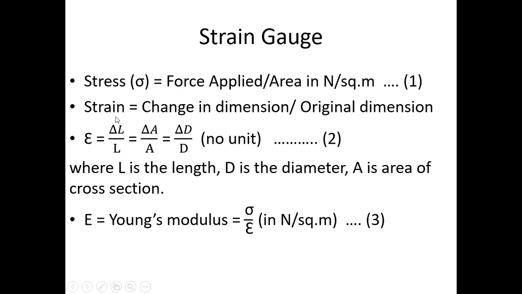So what is del L by L? You can reflect the strain along the length, that is, change in length to the original length, or it could be change in the area to the original area, or change in diameter with respect to the original diameter. Now, there is also another term which is a constant for a material called Young's modulus, and the ratio of stress to strain is normally called the Young's modulus. These are the basic understanding of the strain gauge.